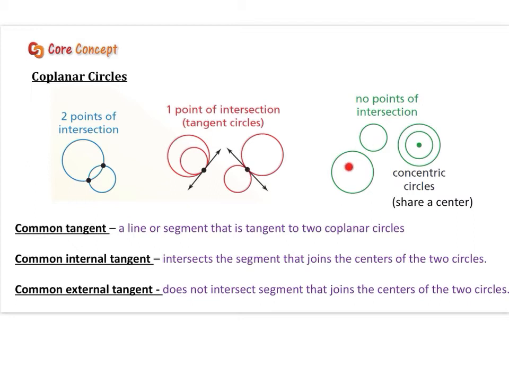And then when you have circles that don't intersect at all, here's one example, and then here's a different example. When circles have the same center, they share a center, that's called concentric circles. All right, then you have 3 additional definitions. Take a moment to write all these down.